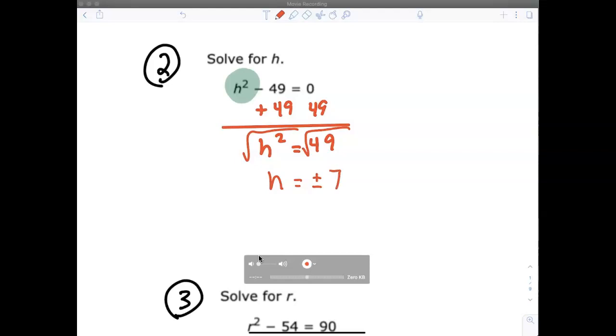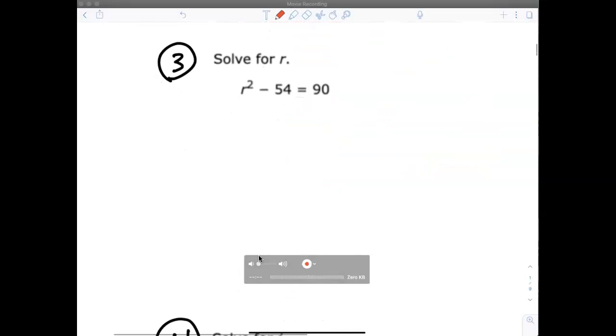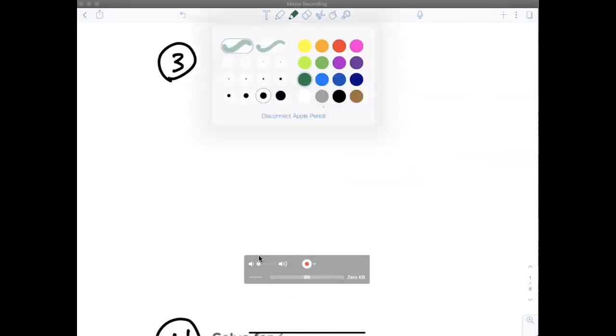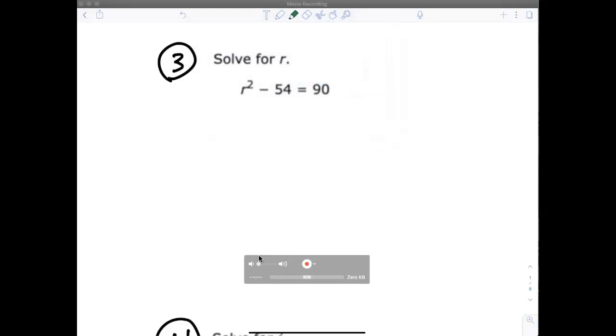Now again, I'm not suggesting that you have to show the work on that. I am saying that you have to remember that it's positive 7 or negative 7. And if you wanted to write it as h equals 7 or h equals negative 7, that's okay as well. Let's check out number 3 now. So again, remember our objective is to isolate the square term. When I isolate the square term, I have to add 54 to both sides. So I end up with r squared is equal to 144.